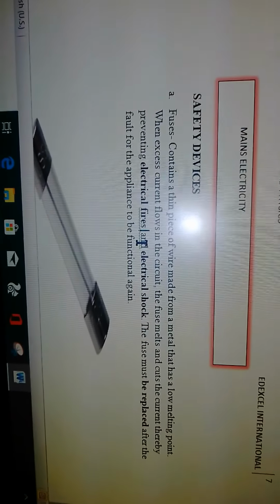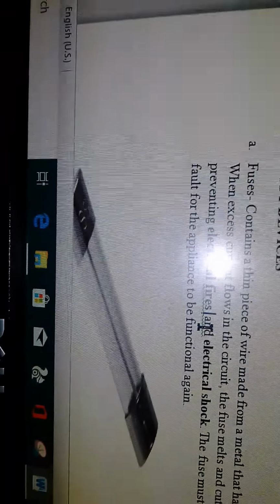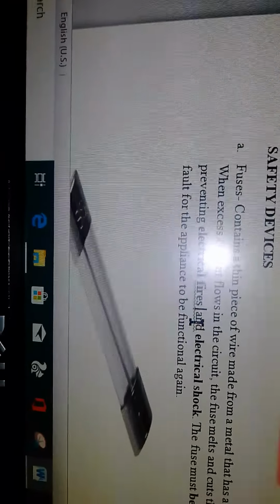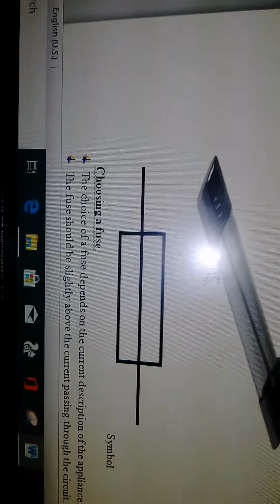The fuse must be replaced after a fault for the appliance to be functional again. That's very important. The fuse must always be replaced. So inside this fuse, you see there's a wire that can melt when there's excess current flowing through it. So each time excess current flows, you need to replace it. Then this is the symbol of a fuse.